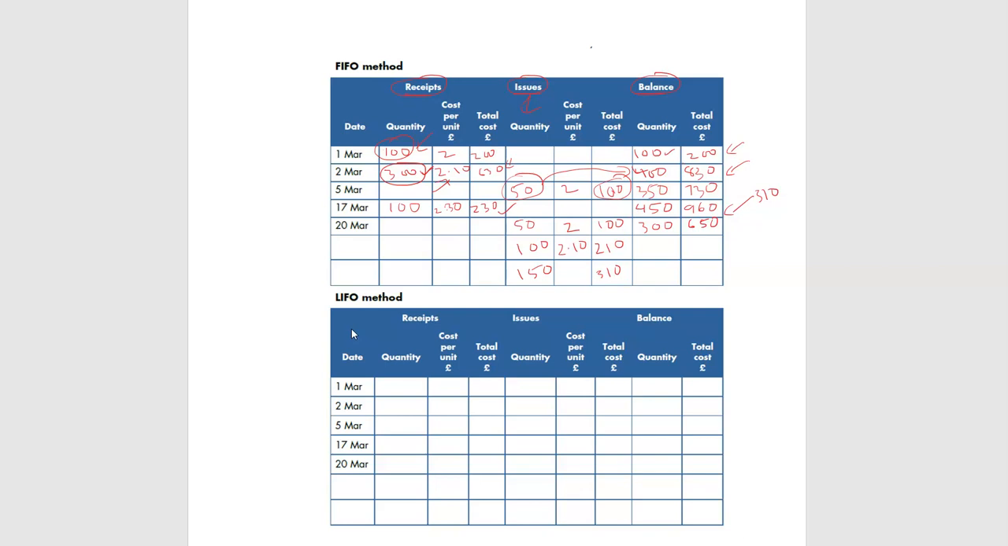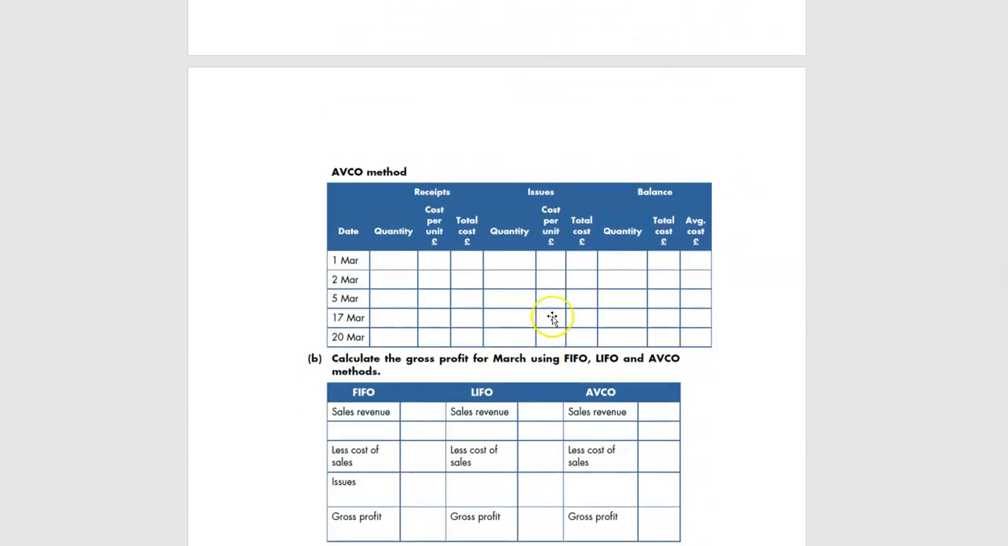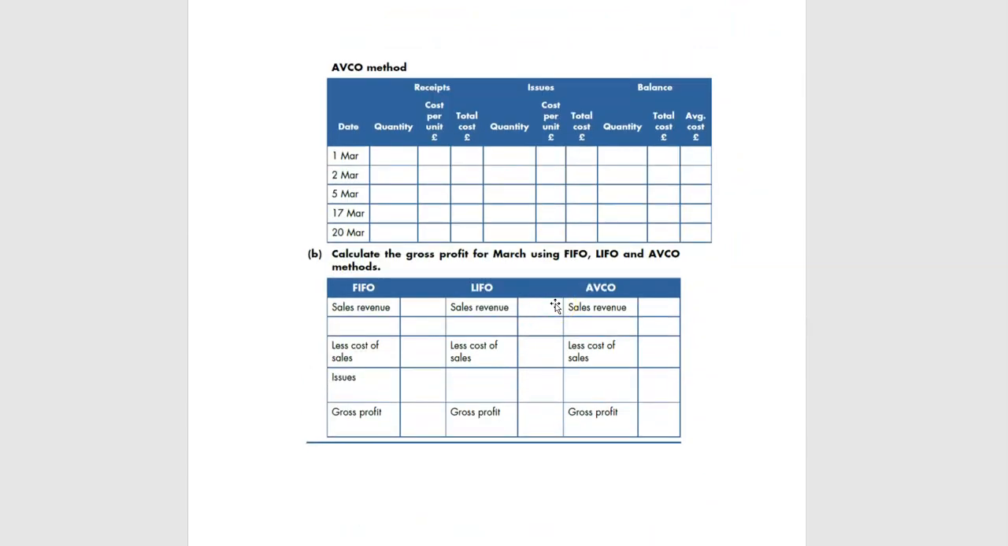The same way we can do for the LIFO, and the same way you can do for the AVCO. You have this book, and the book has an answer at the end, so you can complete your box, but we already know because you have done the workings at the beginning. All you need to do is copy the information and record it on this table. But the next point we have here: how is it important for the gross profit, how is it changed? Let's have a look at this one.